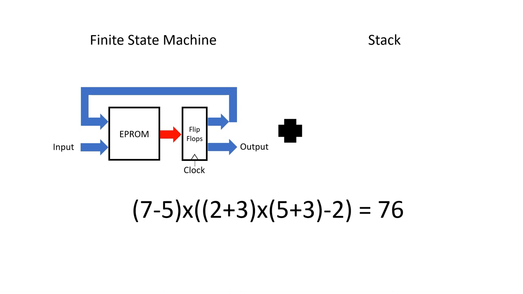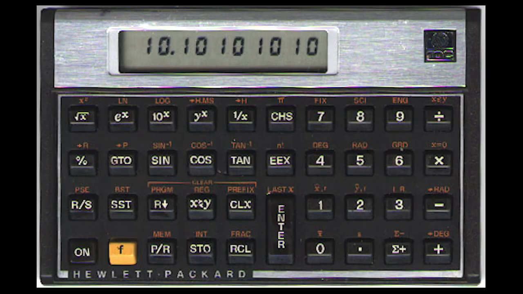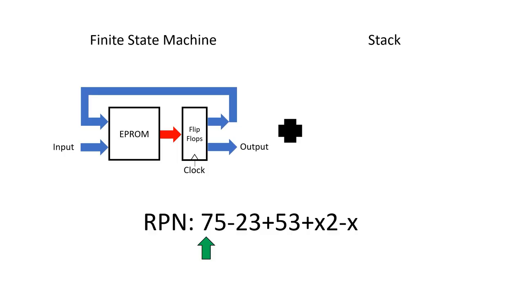I can write it in a form called reverse Polish notation, or RPN. The numbers are still in the same order, just some of the other symbols have been moved to make it more friendly for a stack. This still can't be solved by the finite state machine alone. Some of you may remember the Hewlett-Packard line of calculators that used reverse Polish notation. Putting a plate on the stack is called pushing, so let's see if we can solve this equation.